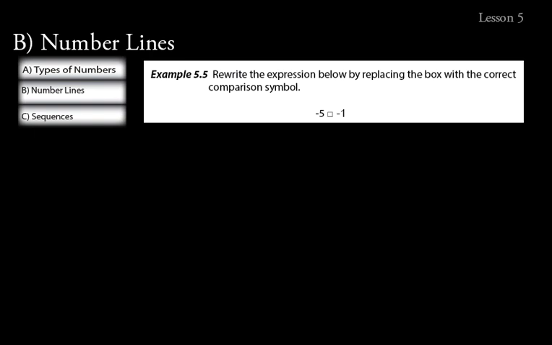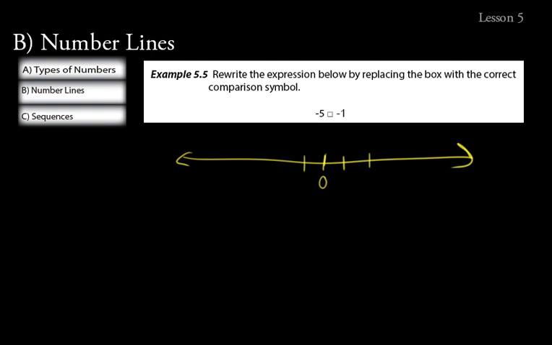Example 5. Rewrite the expression below by replacing the box with the correct comparison symbol. So we mean should we put a greater than symbol there, a less than symbol, or an equals symbol? Those are your symbols from the Lesson 5 rules. So a good way to start, let's make a number line. We see two negative numbers, so put a 0 in the middle here, put a couple of tick marks to the right, but we're really not concerned with positive since both of the numbers we're comparing are negative.